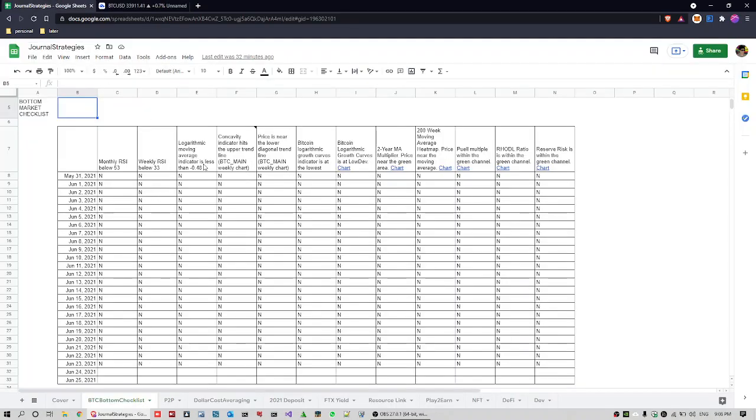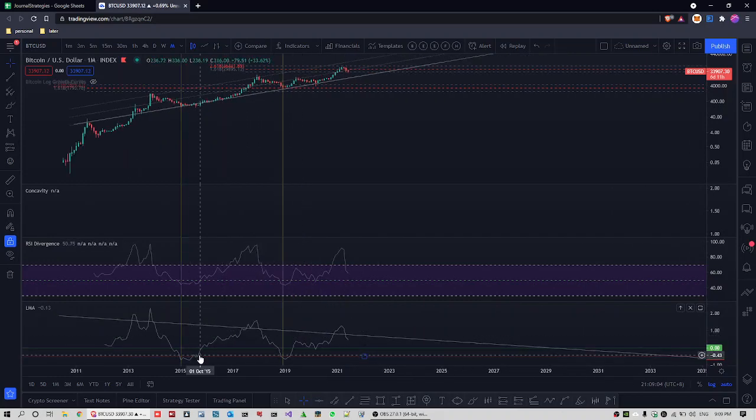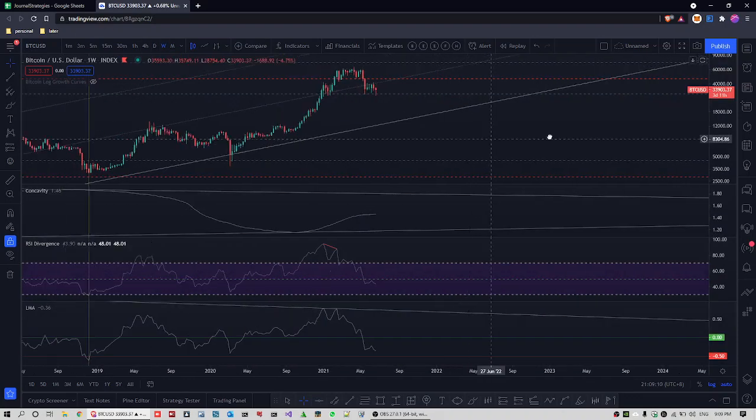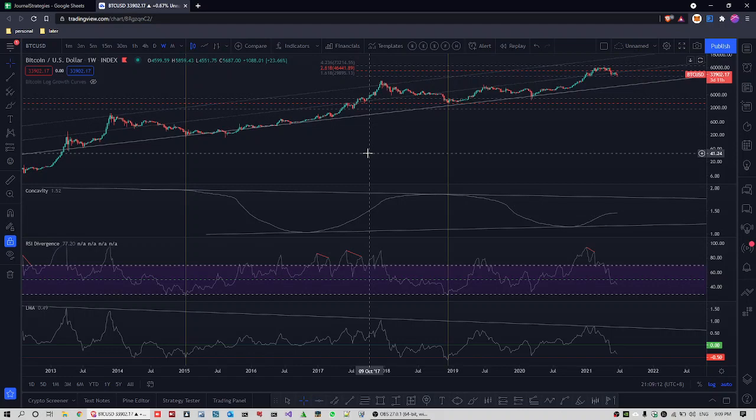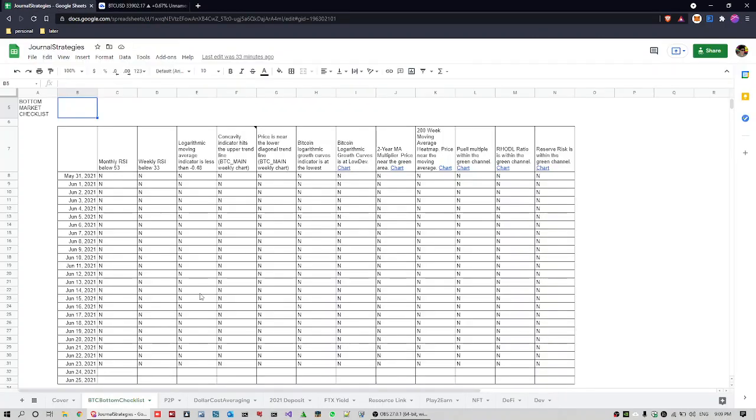So, and then the third checklist: the logarithmic moving average indicator is less than negative 0.48. This indicator should hit the red horizontal line on the weekly chart. Okay, so both two cycles have hit the red horizontal line, so it is a check.